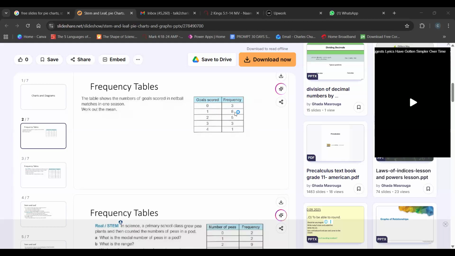And then, of course, if you look at the next line, how many teams scored 1 goal? 8 teams. So the frequency table helps us to capture how many of each instance happened. You can look at the goals scored on the left and then the frequency on the right.